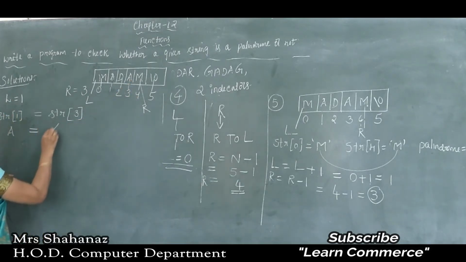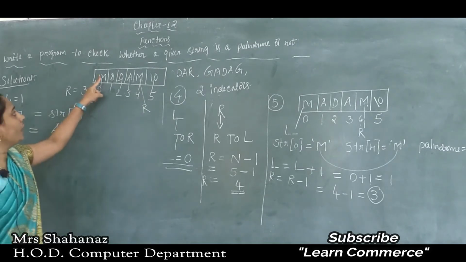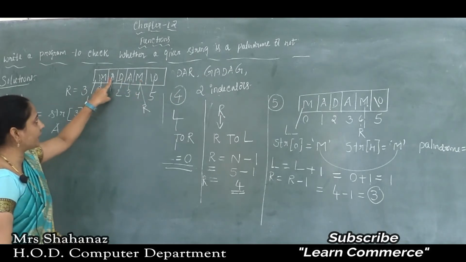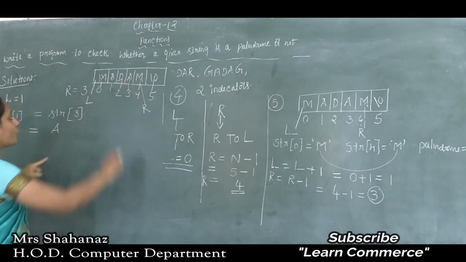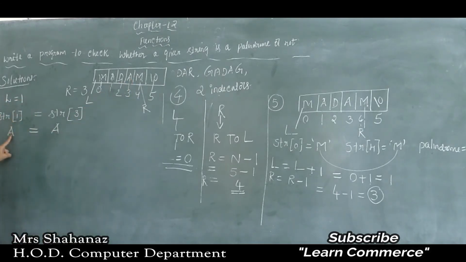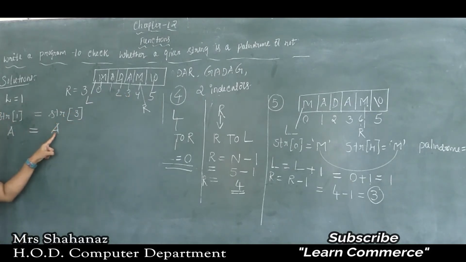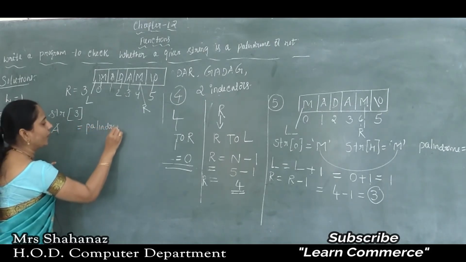Now the character is A only, so we can say that the second character matches our second last character, correct? Because this is the first character, this one is the last character, this one is the second character, this is the second last character. So the character we got at the first position is A, and the character at the third position is also A. So we can say that A is equal to A, so the palindrome is equal to 1. Clear this point here?